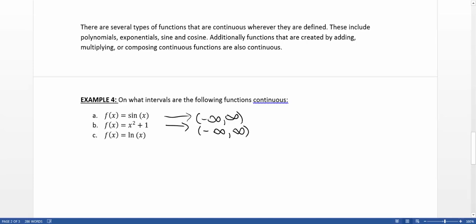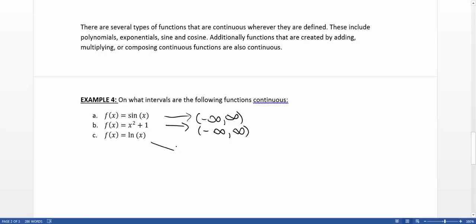The third one, the natural log of x, wasn't on our list. However, it's also a function that's continuous where it's defined. So we have to think very carefully about where the natural log of x is defined. If you don't know, it's worth it to graph it on your calculator and see where you think it's going to exist. But I will tell you, the natural log of x does not exist for negative numbers and is not defined at 0. So the natural log of x is only defined for x values greater than 0.